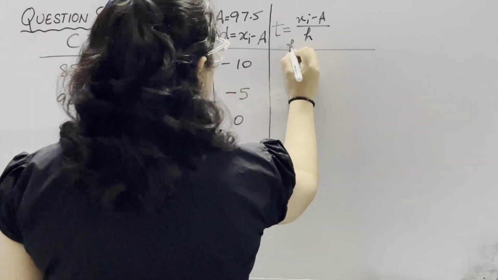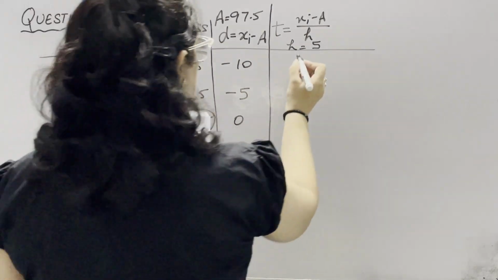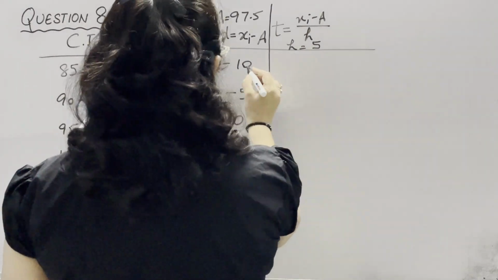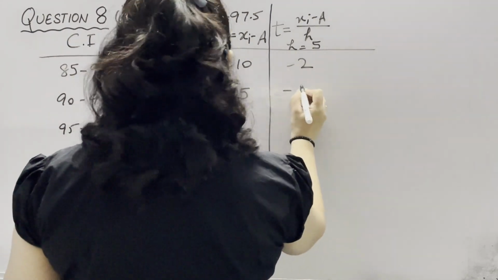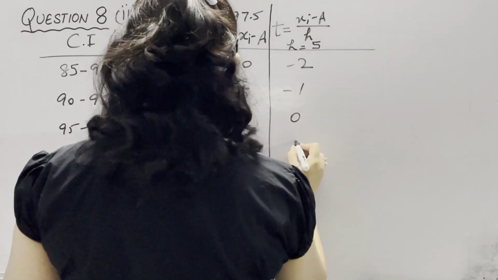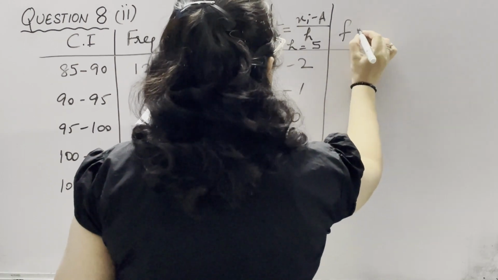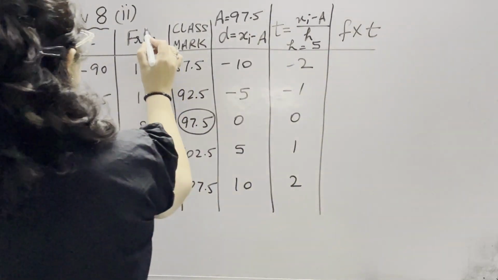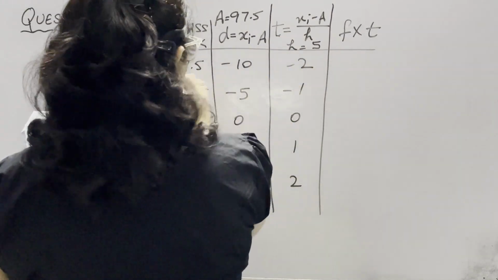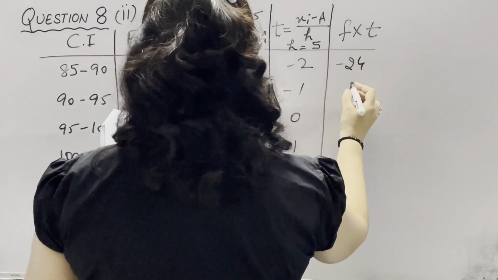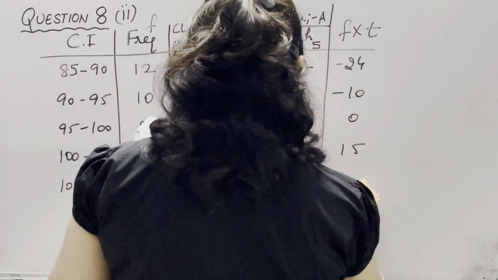So here h is equal to the difference between the maximum and minimum value, 90 minus 85. So h is 5. Dividing minus 10 by 5 gives minus 2, then minus 1, then 0, then 1 and then 2. Now f into t. F is this and t is this. We need to take these two columns only. 12 into minus 2 means minus 24, then minus 10, then 0, then 15 and then 10.